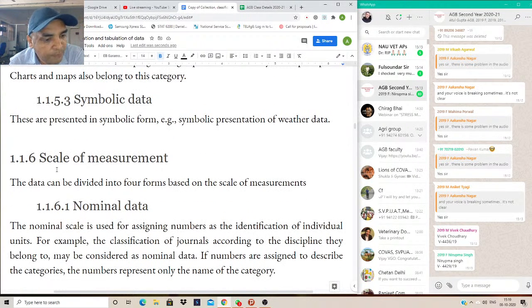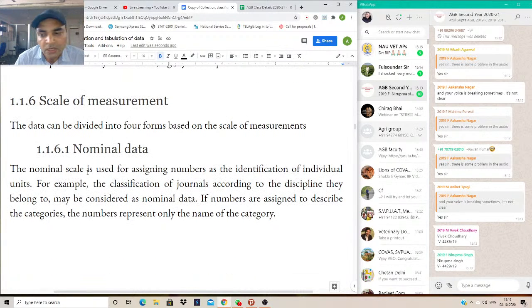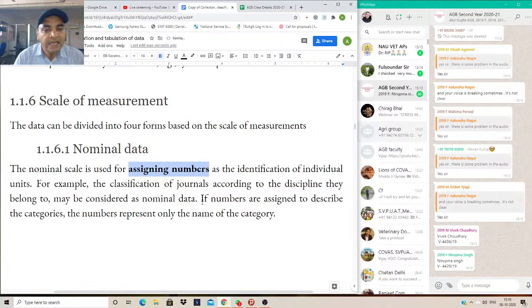Then scale of measurement. That is, the data can also be divided on the basis of what is the scale of measurement of that data. So the first one is the nominal data. So what is nominal data? The nominal scale is used for assigning numbers. That is, what happens in nominal data, we assign numbers as the identification of the individual units. That is, each individual unit in your data is assigned some number, and those numbers come under the nominal data.